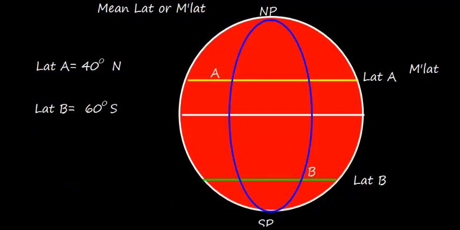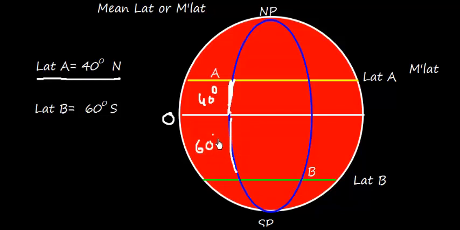Now suppose latitudes are in different hemispheres. Suppose this is latitude A, which is 40 degrees north, in the northern hemisphere. So this is the equator and this is the North Pole. Latitudes are measured 0 to 90 degrees north or 0 to 90 degrees south. So this is 40 degrees north. And latitude B, this is the parallel of latitude, is 60 degrees south. Well, the mean of this will be somewhere here.